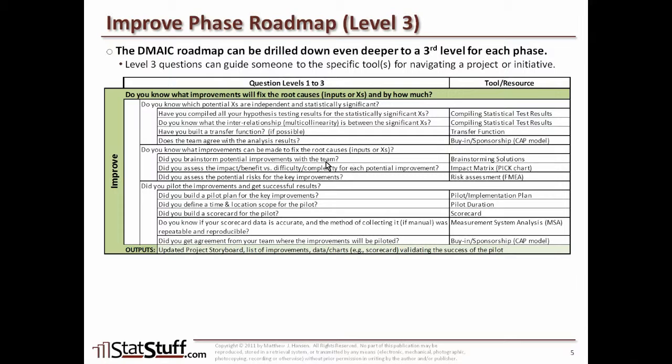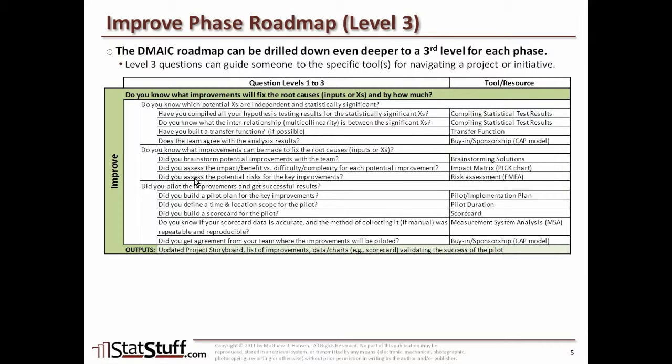Well, if you're not really sure, then you might need to ask yourself several more questions here at the third layer. That is, did you brainstorm potential improvements with your team? And did you assess the impact benefit or the difficulty or complexity for each of the potential improvements? That's where you might need the impact matrix or a pick chart to help you in plotting that out.